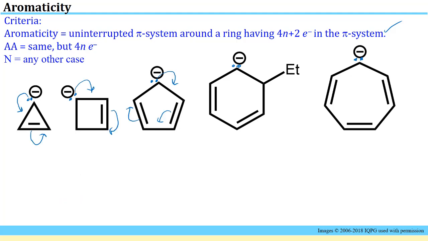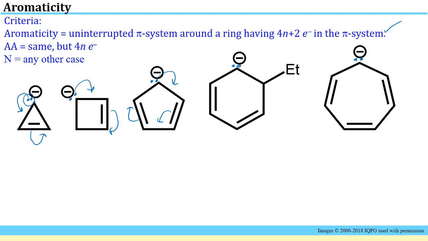Now let's consider the first case in a little more detail. If we drew all the resonance contributors, we could draw a hybrid where we have a structure that looks like this. So there is an uninterrupted pi system around the whole ring. So then we just need to check for the number of electrons.